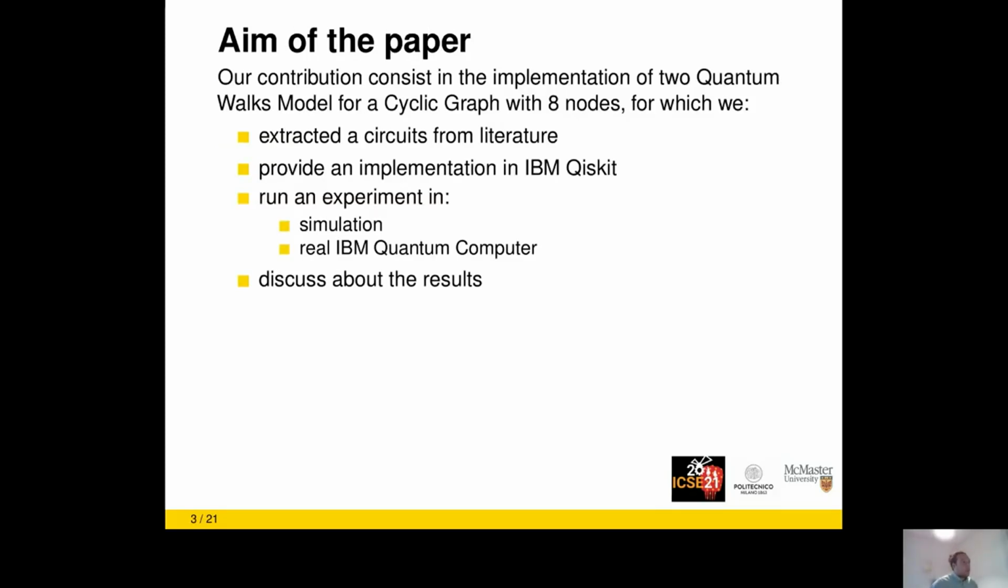With this work, we want to provide an implementation of two quantum walk models, namely the Coined Quantum Walk and the Szegedy Quantum Walk, for a cyclic graph with 8 nodes. For both of them, we extracted a circuit from literature. Then we provide an implementation using the IBM Qiskit library, and we run an experiment, both in simulation and with a real quantum computer, talking about the results that we obtained.